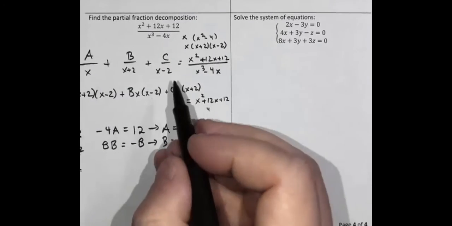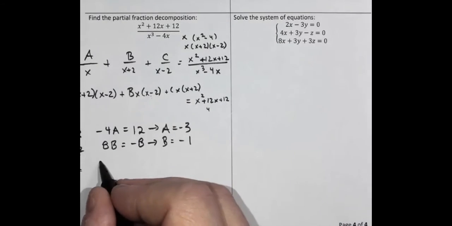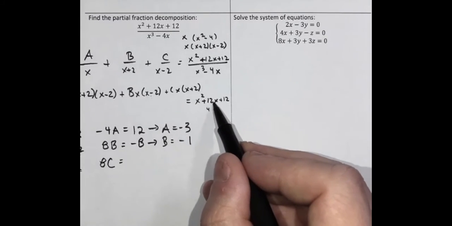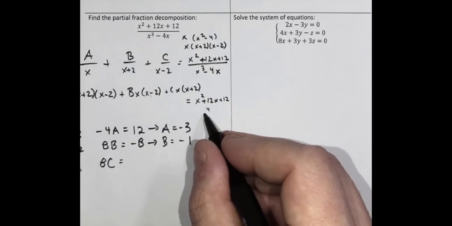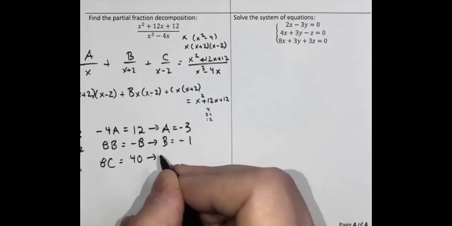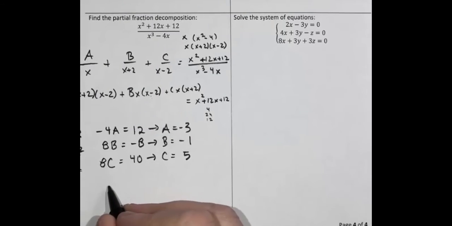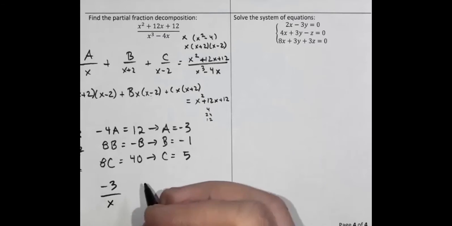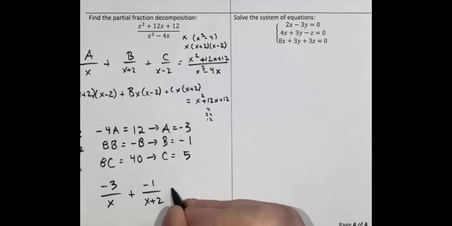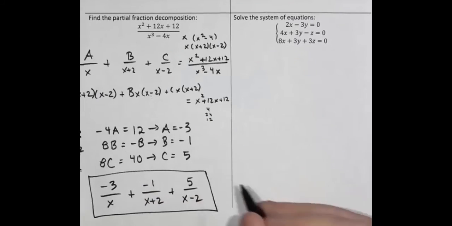Now for the last one, we'll do x equals 2, because that's going to eliminate this part and this part. 2 plus 2 is 4. 4 times 2 is 8, so we're getting an 8 with a c. 2 over here would be 4 plus 12 times 2 is 24, so 4 plus 24, and then plus another 12 is going to be a 40 over here, which means that c is going to be 5, and so the partial fraction decomposition would be negative 3 over x plus negative 1 over x plus 2 plus 5 over x minus 2.